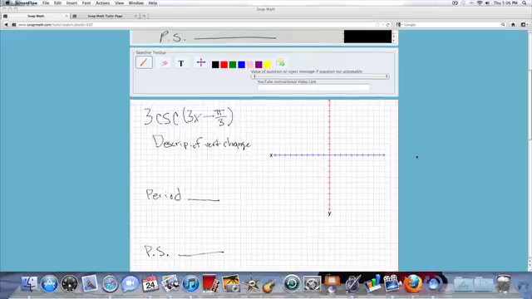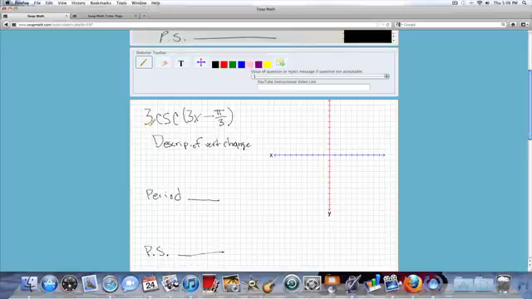So we're describing this graph of cosecant and all the changes in it with these numbers. There are three numbers that we have here: 3, 3, and pi over 3. We're going to call these A, B, and C.